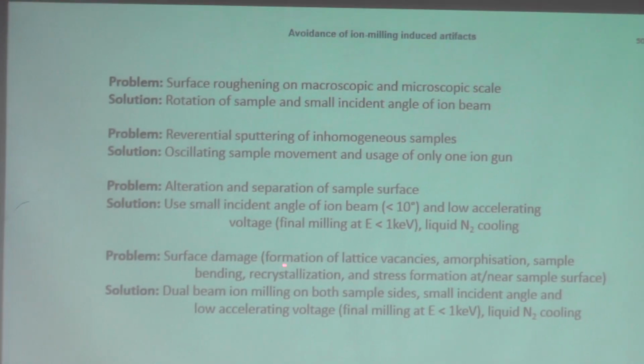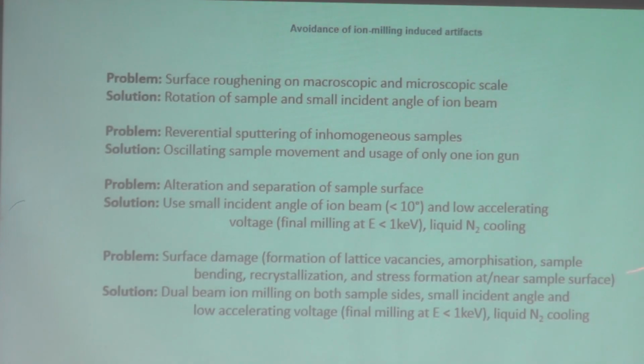Surface damage, like formation of vacancies, amorphous layer, sample bending, recrystallization, stress formation near the surface: this can all be induced by the ion beam. Here, what you can use is dual ion beam milling on both sample sides, small incident angle, low accelerating voltage, and again, liquid nitrogen cooling.